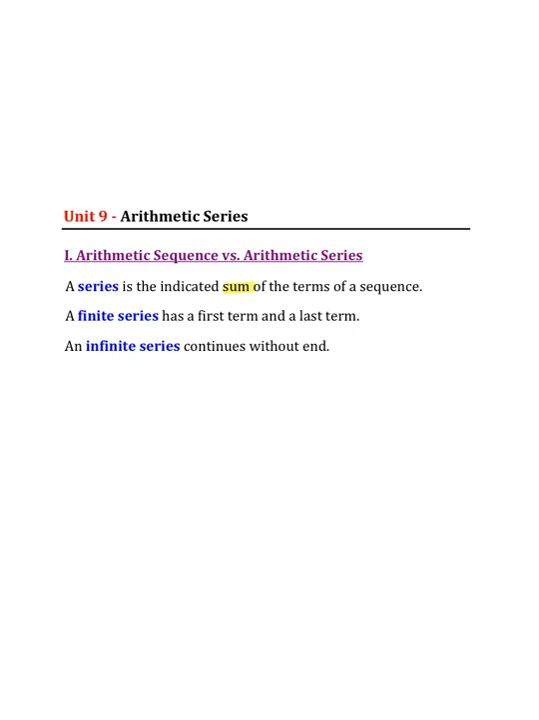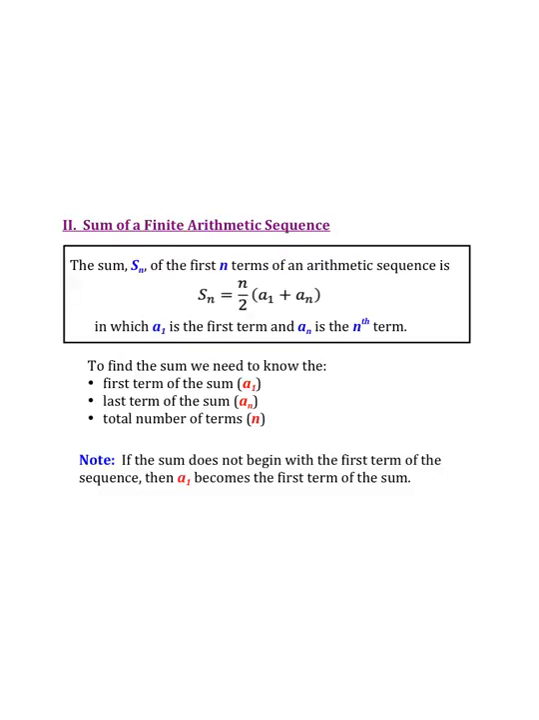That has a first term and a last term. There's a beginning and an end. We are not going to deal with infinite series in this class. You will likely run into them in later math classes, but in this class we're just going to look at finite series. So here's the formula for a finite arithmetic sequence.